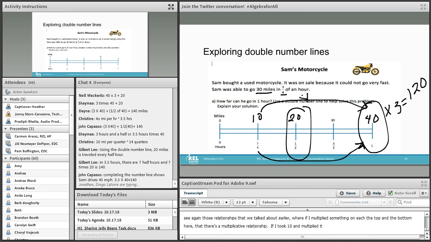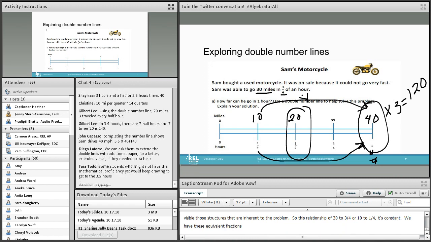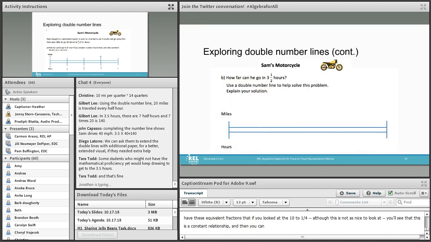If I took 10 and multiplied it by 4, I would get 40. If I took 1/4 and multiplied it by 4, I'd get 4/4, which is a 1 here. So what's really nice about what this particular representation affords us is to make visible those structures that are inherent to the problem. So this relationship of 30 to 3/4 or 10 to a 4th, it's constant. We have these equivalent fractions, and although this is not as nice to look at, you'll see that this is a constant relationship. And then you can use that.